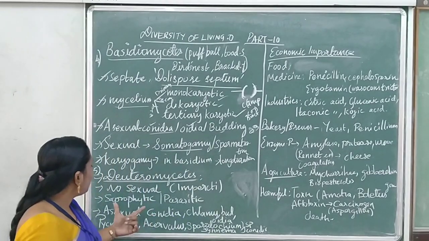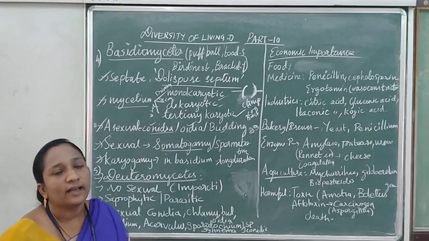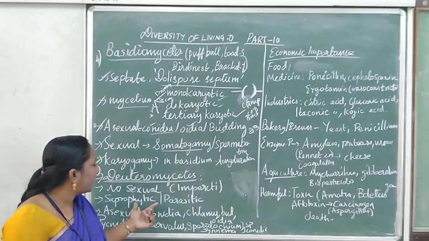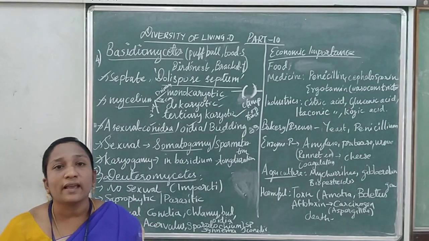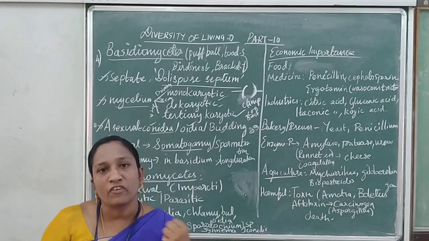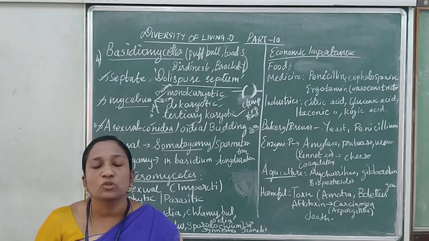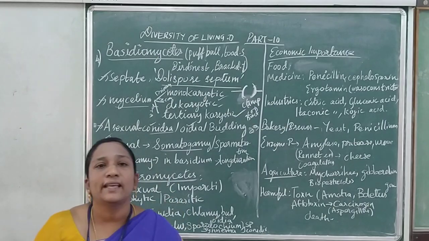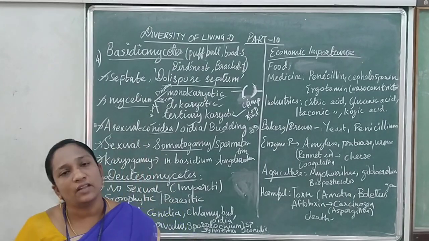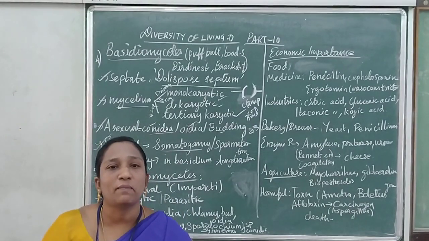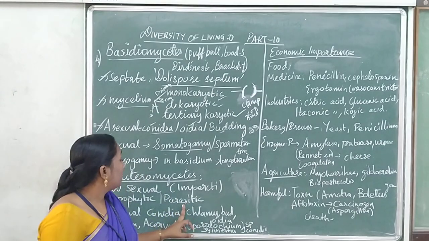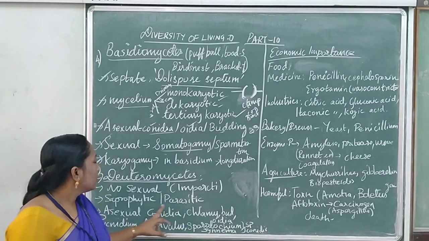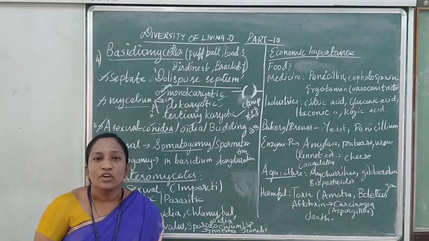Here they are mostly saprophytic or parasitic. Mostly they are saprophytic. They live on dead organic matter and absorb nutrition from that area. That is called saprophytic. And parasitic ones live inside the host cell, or inside a plant or root, whatever it may be. They may be parasites of plants, or parasites of lichens. That is called the parasitic mode of nutrition.